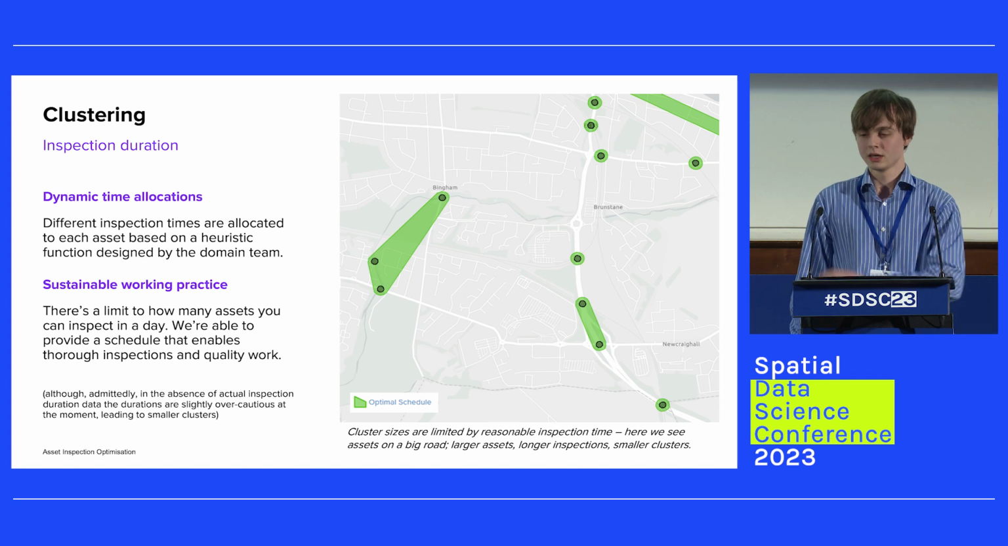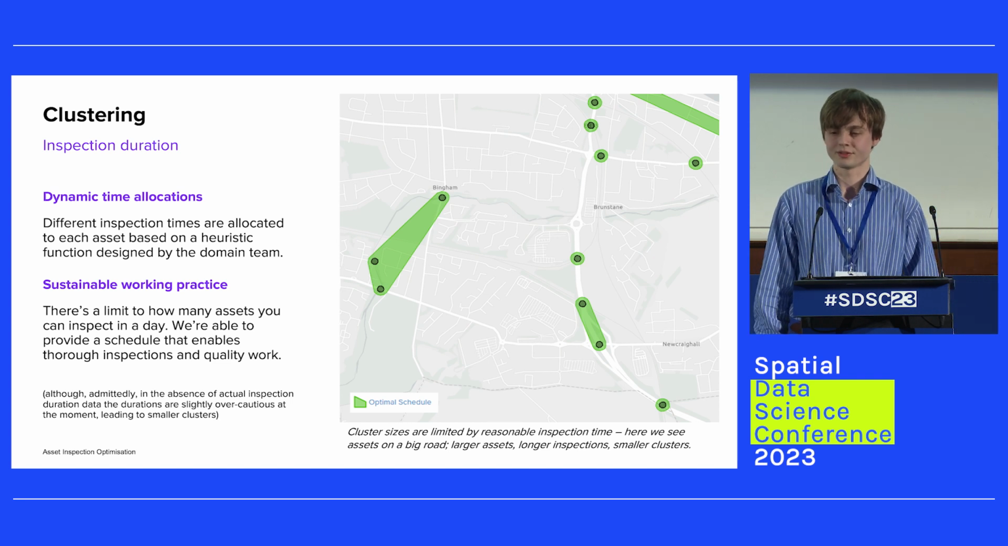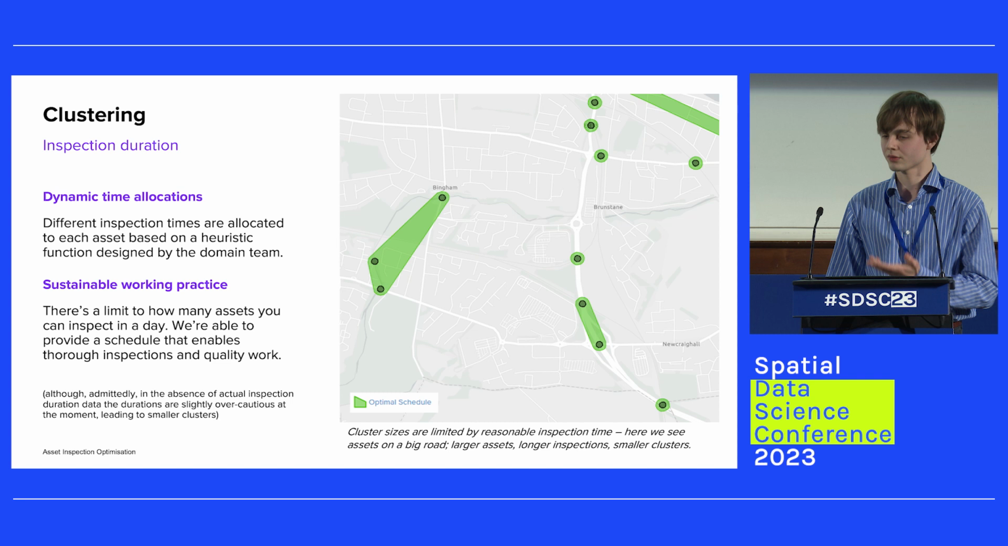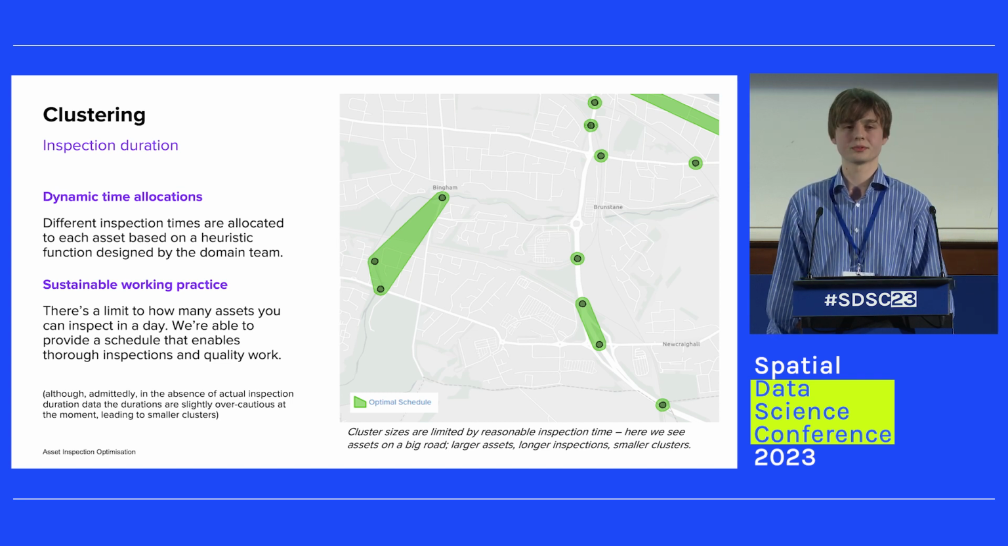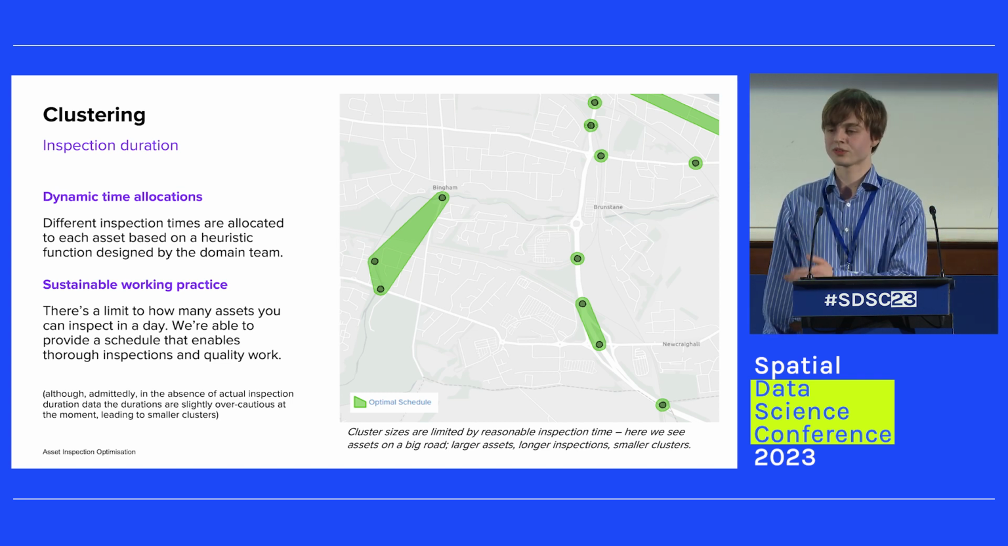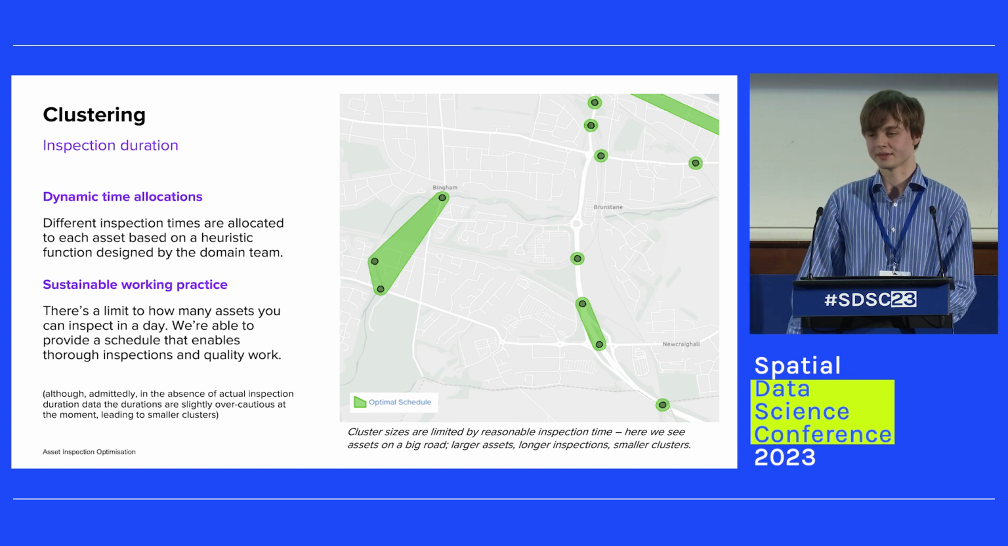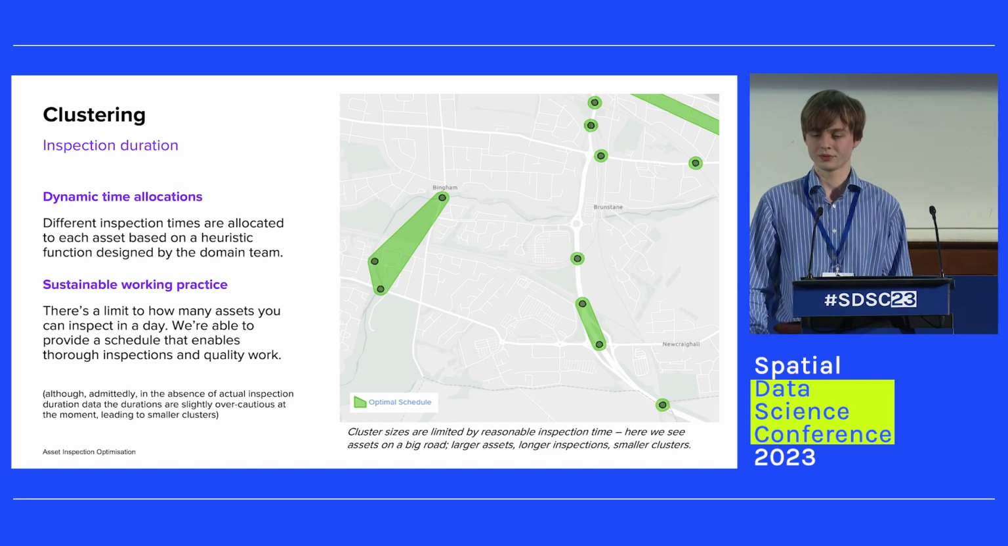If you look at the assets over that river on the left, they've got a much bigger cluster. There's a few more together because you can get away with inspecting more than one in a day. But there's plenty of size 1 clusters here where inspecting these bridges would take a whole day in themselves.